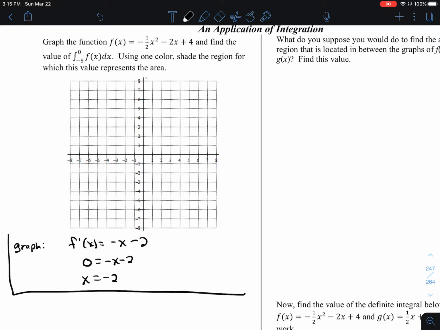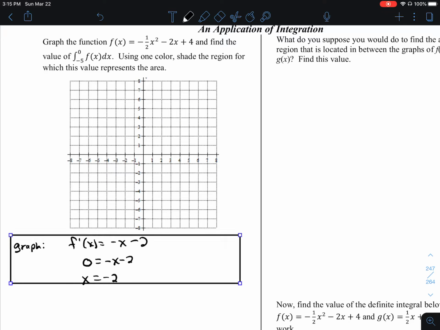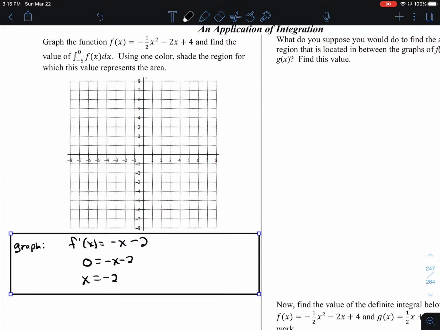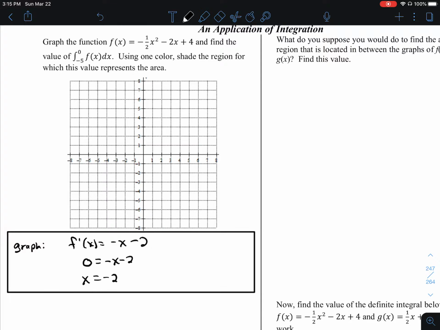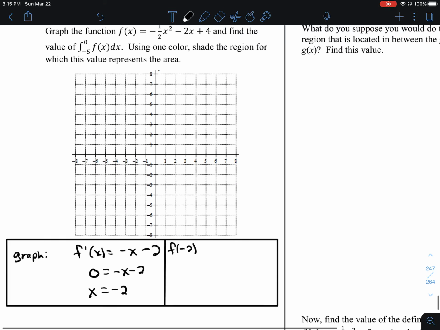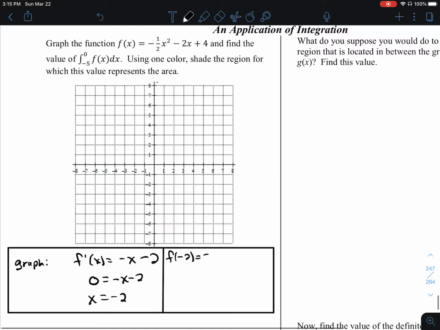So let's figure out what the y value is on this graph when the x value is -2. So we take the original function and replace x with -2. It's -1/2 times -2 squared, order of operations, exponents first, minus 2 times -2 plus 4. I'm trying to be more dramatic in my videos. Can you feel the drama?